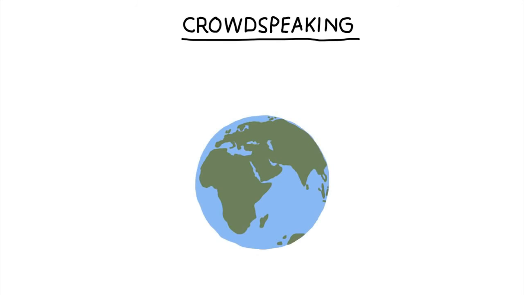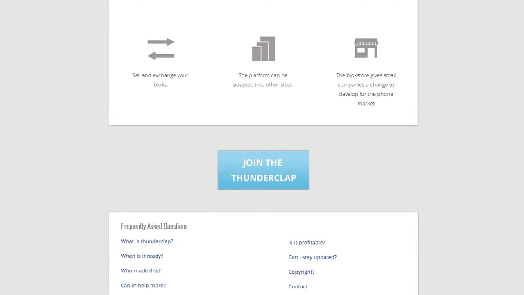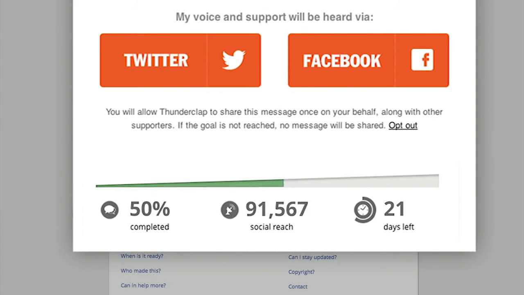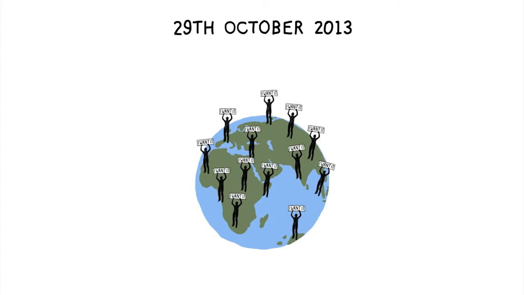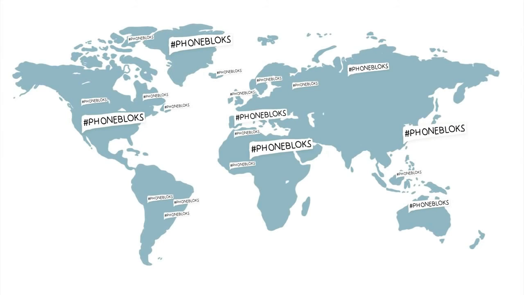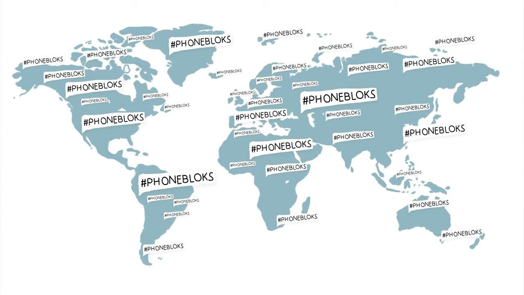So this is the plan. To show them there is an interest for this phone, we need your voice. You can donate your social reach on the website. We gather as many people as possible. On the 29th of October, we send out the blast, all at the same time. Spreading all your voices to show the world there is a need for a phone worth keeping. The more people involved, the bigger the impact.